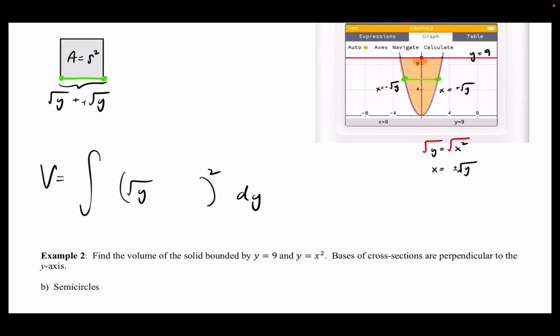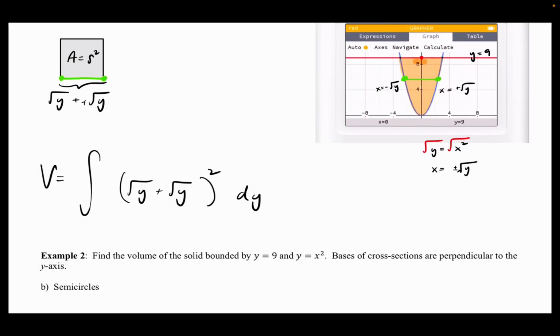Because this is the distance of one side. To find the area, you're just going to square that side. So you can leave it like that. It's 2 square root y. That's essentially what it is.